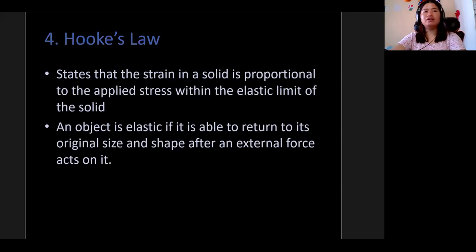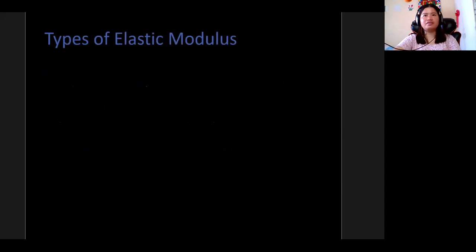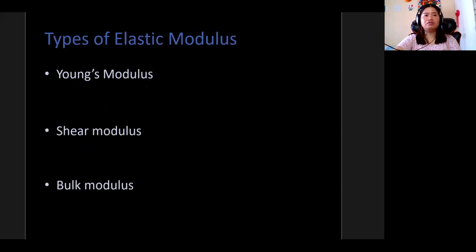Now, as mentioned a while ago, because of elasticity, there are three changes that can occur in an object, and these are the following. Okay, the first one is called the Young's modulus. The second is the shear modulus, and the next is the bulk modulus. Okay, now these are the types of elastic modulus, meaning the type of modulus is based on the changes that can occur in an object.